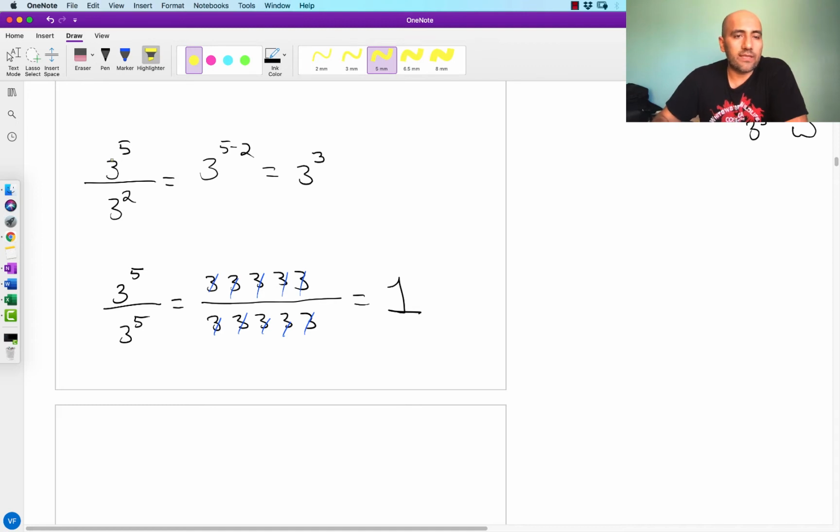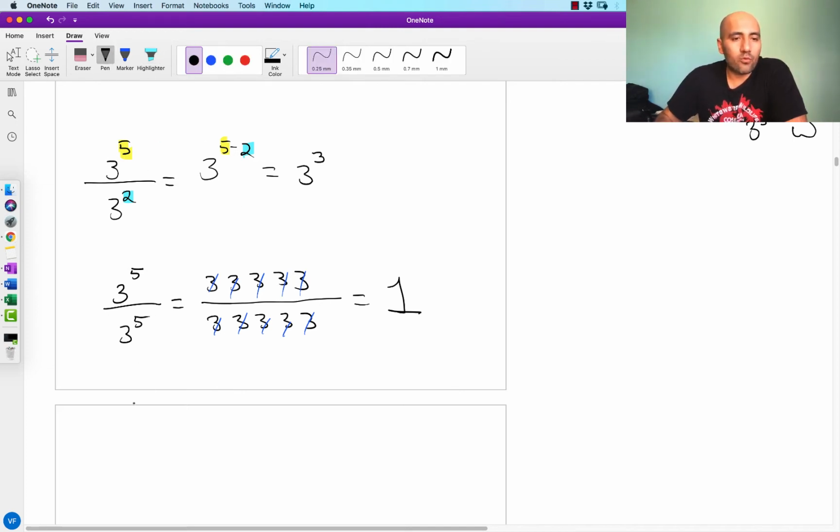The little rule said that if we have a fraction where we're dividing an exponential number by another exponential number, and they have the same base, then we subtract the exponents, right? The power in the exponential number in the numerator minus the power in the exponential number in the denominator, in this order. We want that rule to hold true.